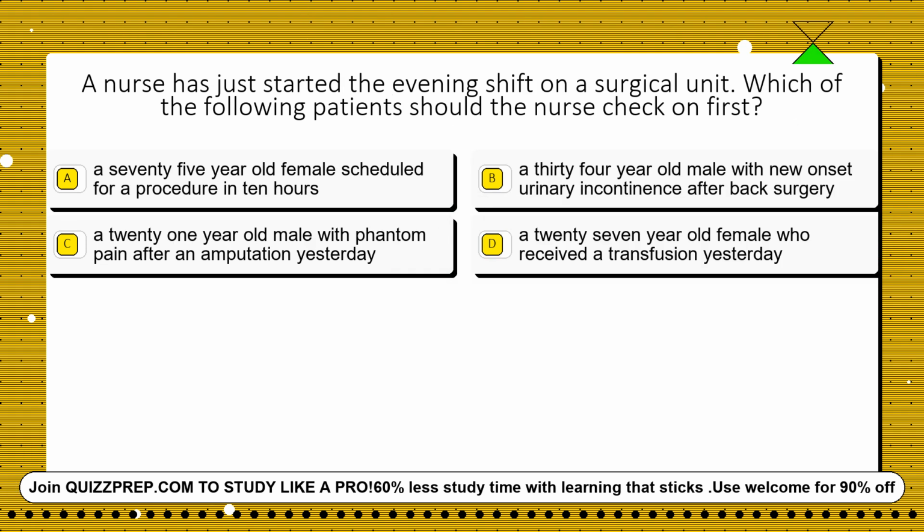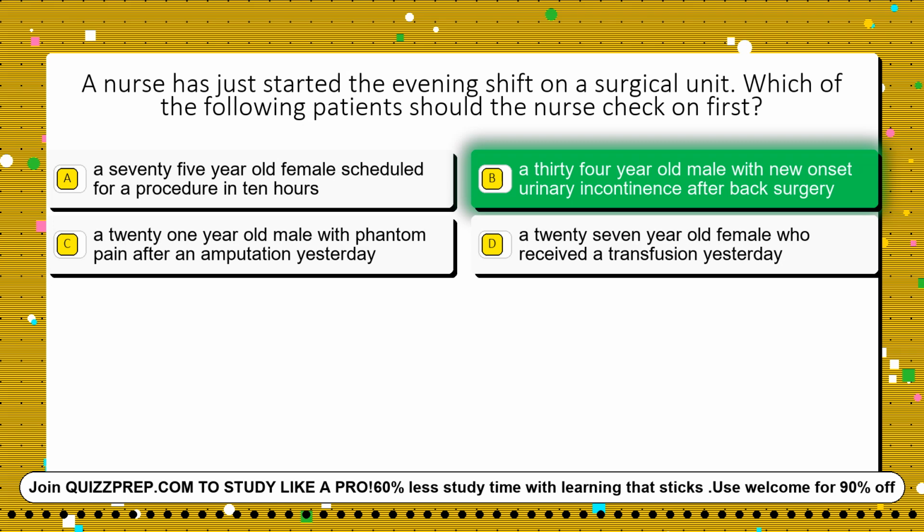Question 5. A nurse has just started the evening shift on a surgical unit. Which of the following patients should the nurse check on first? Option A, the 75-year-old female scheduled for a procedure in 10 hours. Option B, the 34-year-old male with new-onset urinary incontinence after back surgery. Option C, the 21-year-old male with phantom pain after an amputation yesterday. Option D, the 27-year-old female who received a transfusion yesterday.